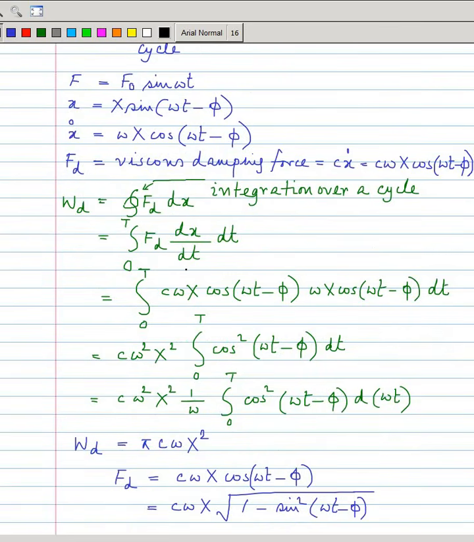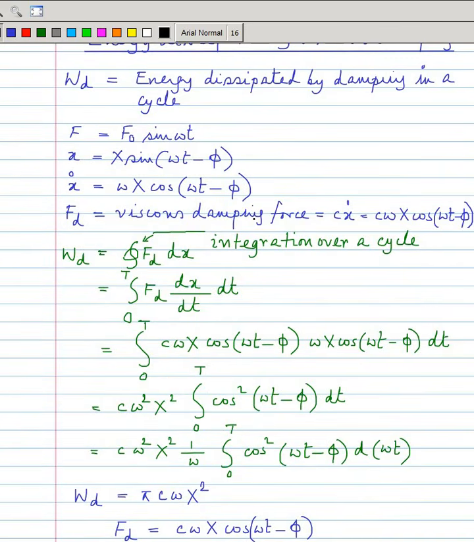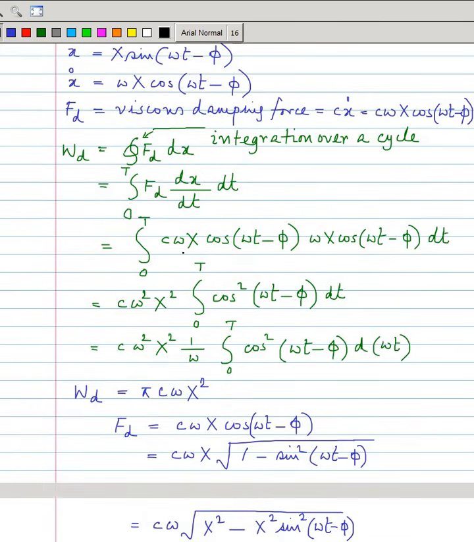So Fd is C omega x cos omega t minus phi, and dx dt is x dot, which is omega x cos omega t minus phi. So C omega square x square can be taken out of the integral, and what remains inside is cos square omega t minus phi dt. So this is C omega square x square.